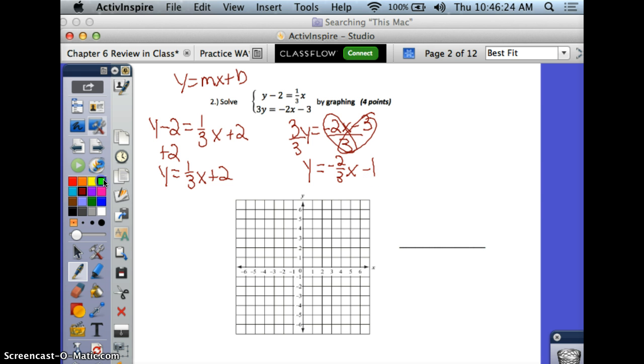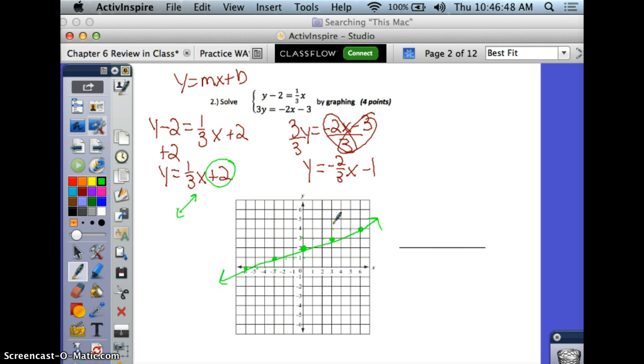So let's go ahead and graph those lines. Our first one has a y-intercept of 2. So I'm going to go up to 2 and graph. It has a slope of 1/3. It's positive, so it's going up. So I rise 1, run 1, 2, 3. Rise 1, run 1, 2, 3. Down 1, left 1, 2, 3. Down 1, left 1, 2, 3. And then connect.